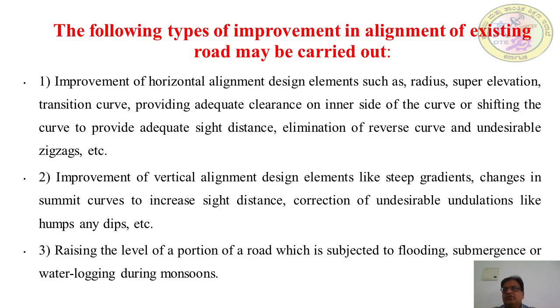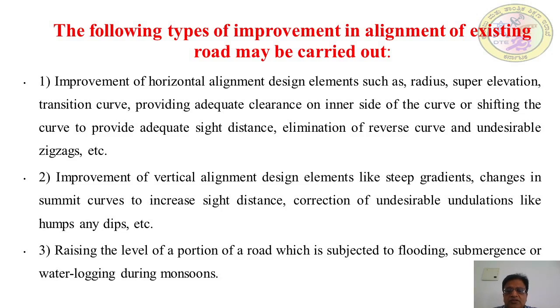So what are the reasons, and in what way can one improve the existing alignment? First, improvement of the horizontal alignment. Design elements such as the radius of the curve you can improve. Superelevation: if there is any deficiency in the superelevation, you can rectify that. Transition curve: provide a transition curve. Adequate side clearance, right? On the inner side of the curve, shift the curve to provide adequate sight distance. Elimination of reverse curves and undesirable zigzags. If any of these things are there in the existing alignment, definitely you can rectify them in the realignment project.